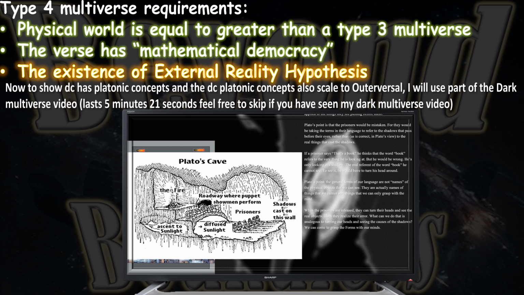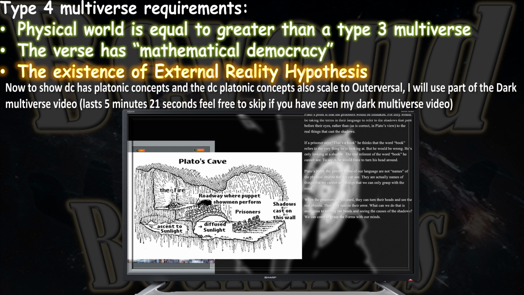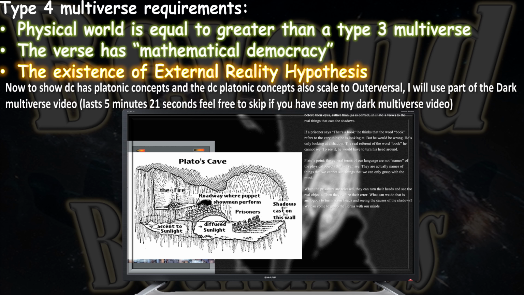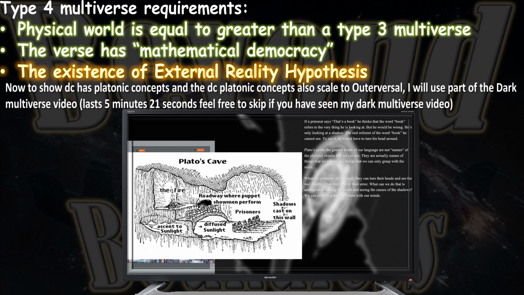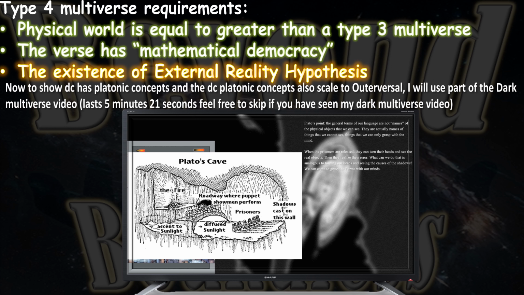If a prisoner says, "That's a book," he thinks that the word book refers to the very thing he is looking at. But he would be wrong. He's only looking at a shadow. The real referent of the word book he cannot see. To see it, he would have to turn his head around. Plato's point: the general terms of our language are not names of the physical objects that we can see. They are actually names of things that we cannot see, things that we can only grasp with the mind.